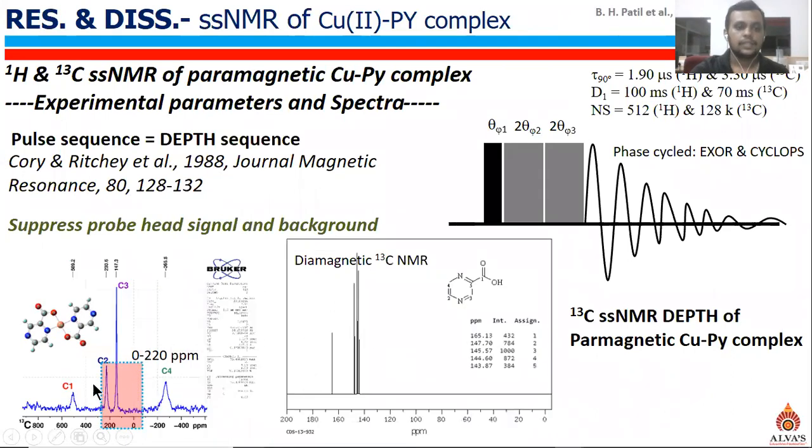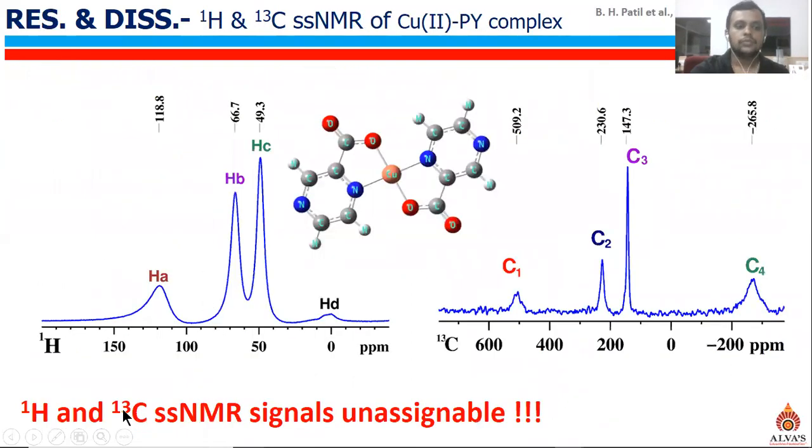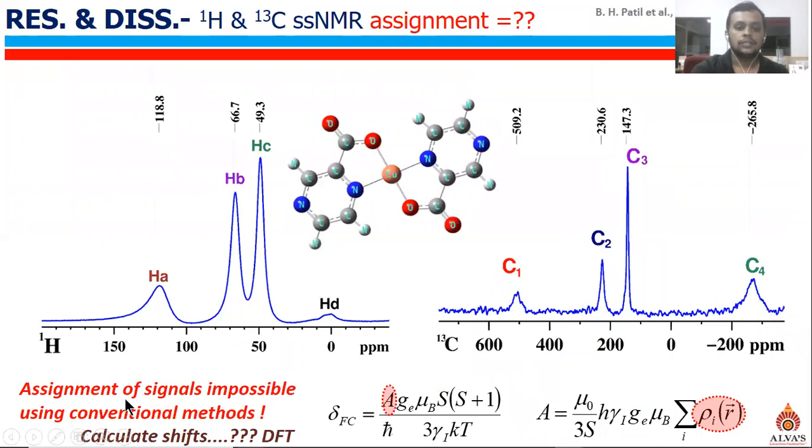And in the carbon case, we get 4 out of 5 signals which are outside the 0 to 220 ppm range. It shows that the 1H and 13C signals are unassignable. For the assignment, the DFT calculation is the key to assign these signals, since the spin density, or characteristics of the unpaired electrons, requires that the DFT calculation be done.